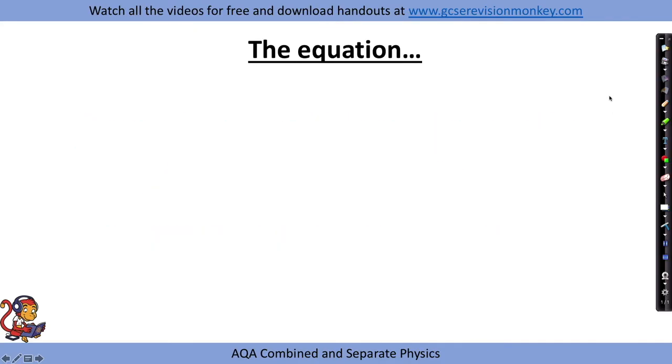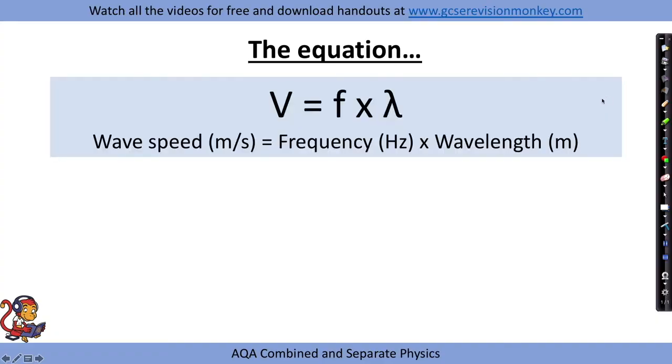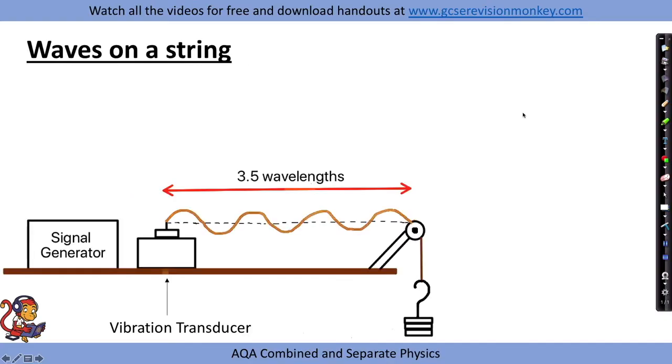In this practical, we're going to use the equation v equals f lambda. So the v stands for wave speed, f for frequency, and lambda for wavelength. Now, a lot of the times you'll be asked to calculate wave speed, and to do so you will need to know the frequency and the wavelength of the wave. But you may well have a situation where you have to rearrange this equation to perhaps calculate frequency or wavelength instead. So there's two practicals that you might need to do to measure wave speed.